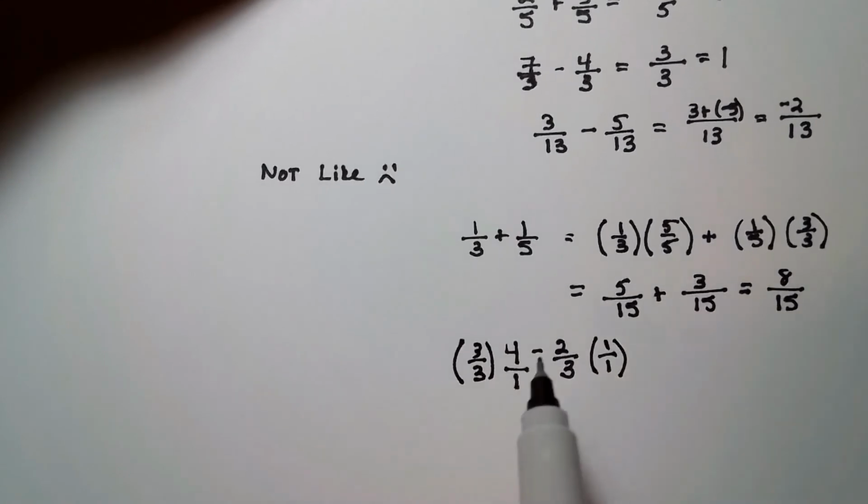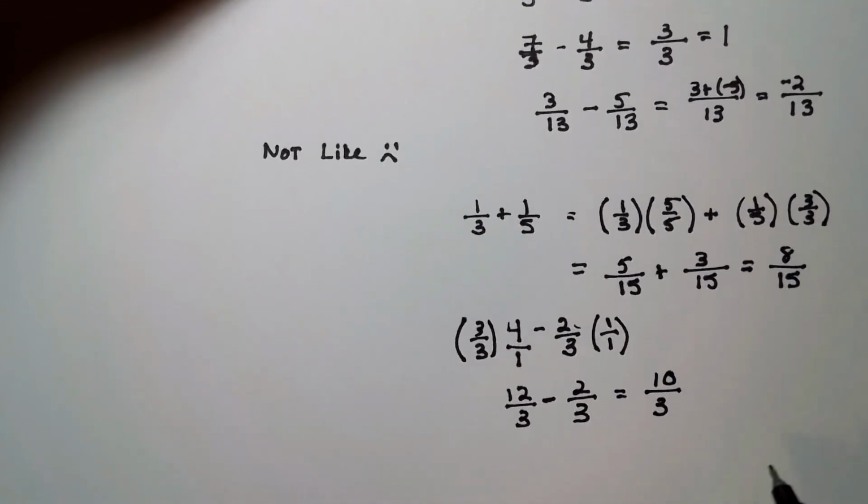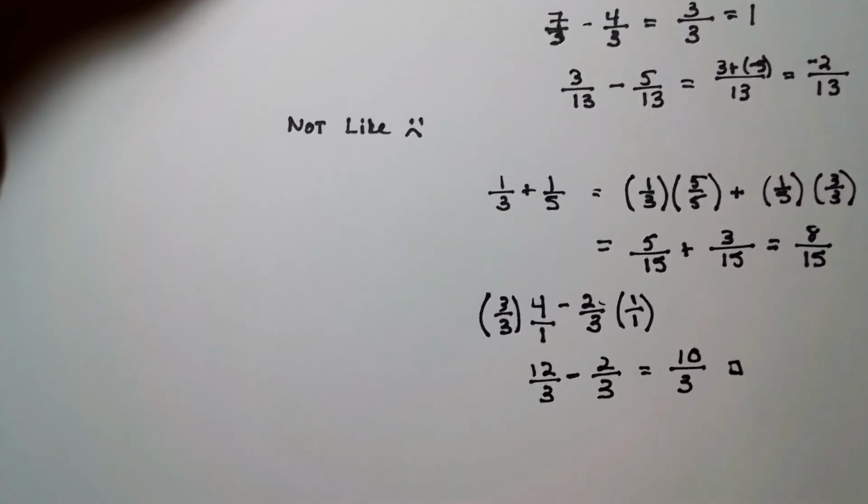And now if we clean that up, we're going to have 3 times 4 is 12/3. Bring down the minus. 2 times 1 is 2/3. Denominators are the same, so now we can add or subtract the numerators. 12 minus 2 is 10. Okay, that's pretty much it.